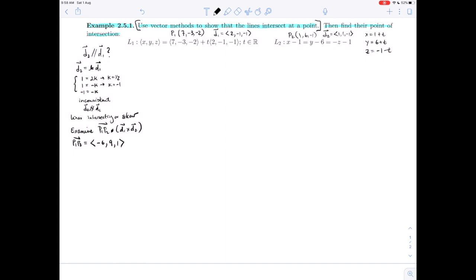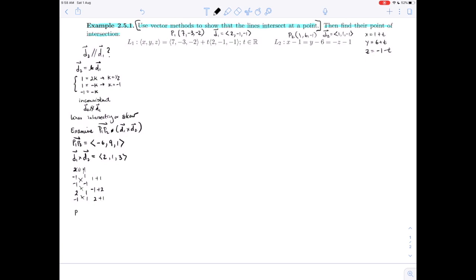Now for the cross product, D1 crossed with D2. Let's get those vectors written down: (2, -1, -1) and (1, 1, -1). Working through the components, the first is 1 minus -1, which is 2. Then the next is minus again plus, so that gives 1 and 2, and the last is 2 plus 1, which is 3.